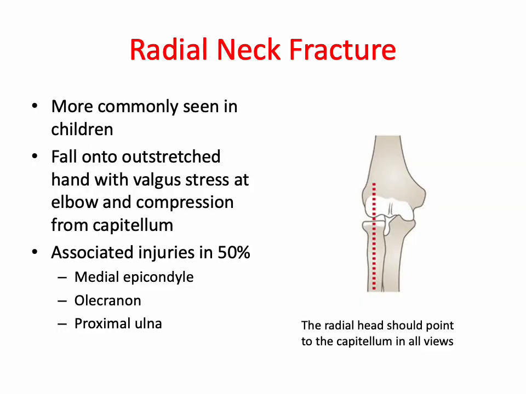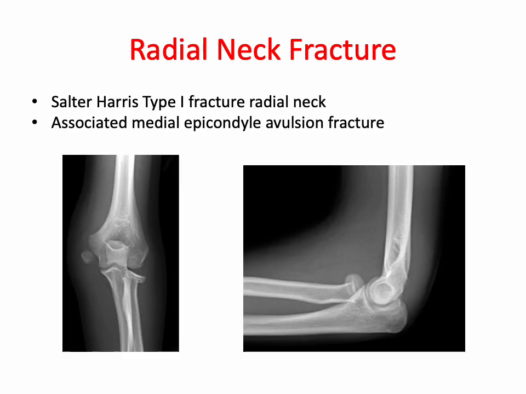Radial neck fractures are more commonly seen in children and as the result of a fall onto an outstretched hand with a valgus stress at the elbow. There are other associated injuries in approximately 50% of cases, whether that be medial epicondyle, olecranon, or proximal ulnar. And we should always be looking to see that a line drawn down the radial neck intersects the capitellum.